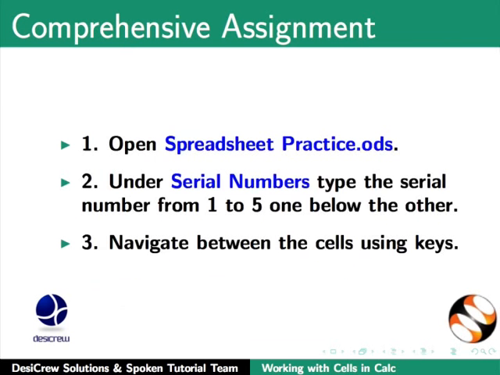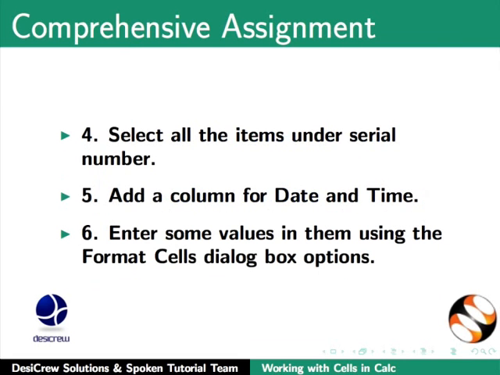Comprehensive assignment. Open spreadsheet practice.ods. Under serial numbers, type the serial number from 1 to 5, one below the other. Navigate between the cells using keys. Select all the items under serial number. Add a column for date and time. Enter some values in them using the Format Cells dialog box options.